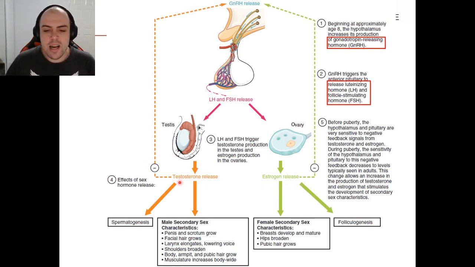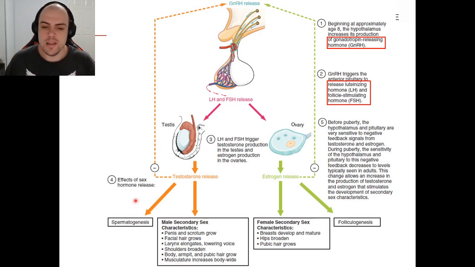Now, with both of these cycles, what you'll notice is that we've got, obviously, leading to these secondary characteristics down here, but leading up here, we also have a negative sign. What this is essentially telling us is this is our negative feedback loop.